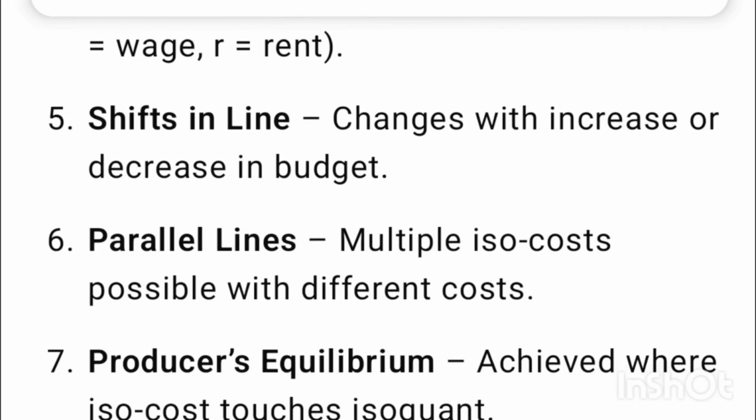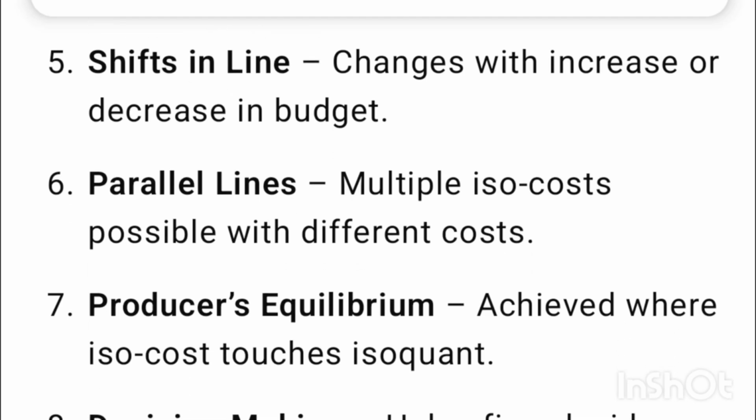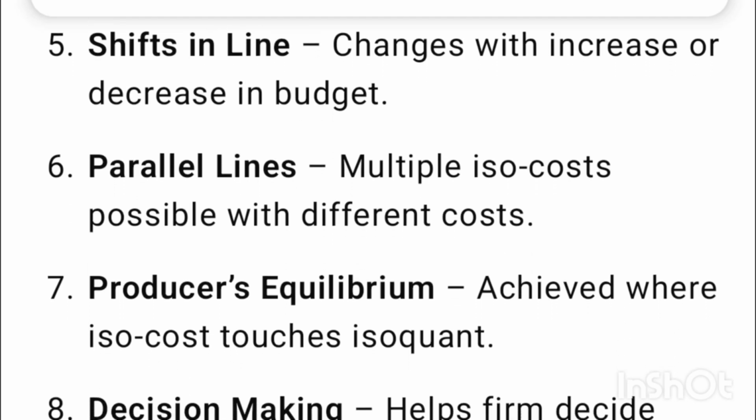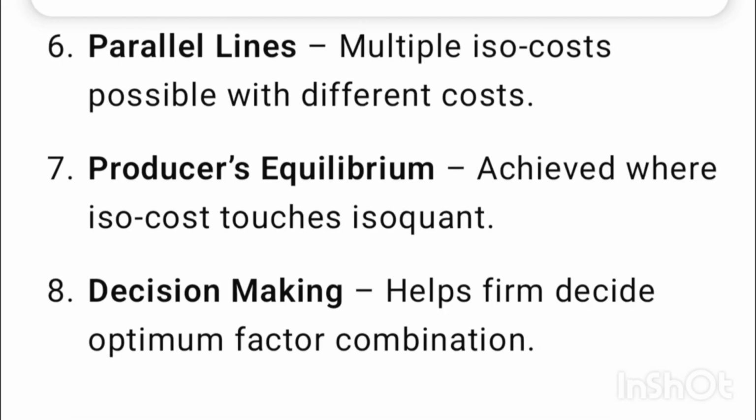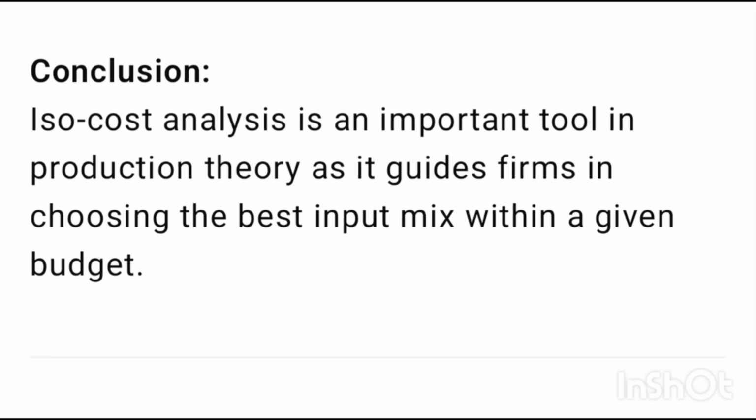5. Shifts in line, changes with increase or decrease in budget. 6. Parallel lines, multiple iso-cost lines possible with different costs. 7. Producer's equilibrium, achieved where iso-cost touches isoquant. 8. Decision making, helps firm decide optimum factor combination. Conclusion: Iso-cost analysis is an important tool in production theory as it guides firms in choosing the best input mix within a given budget.